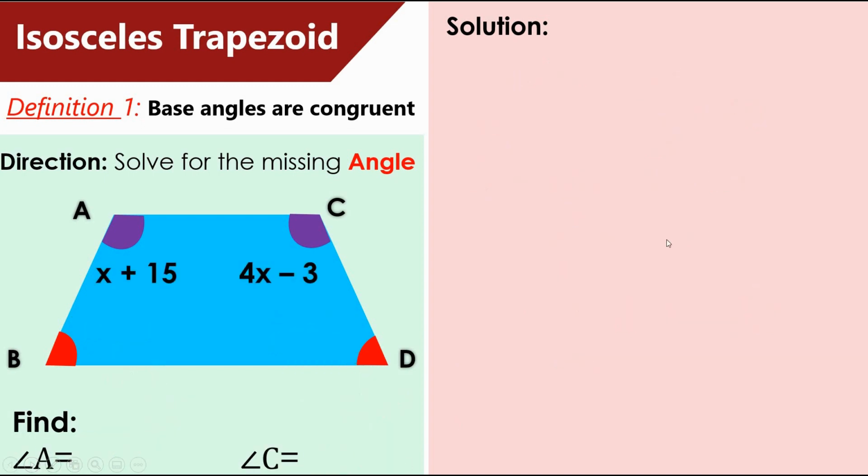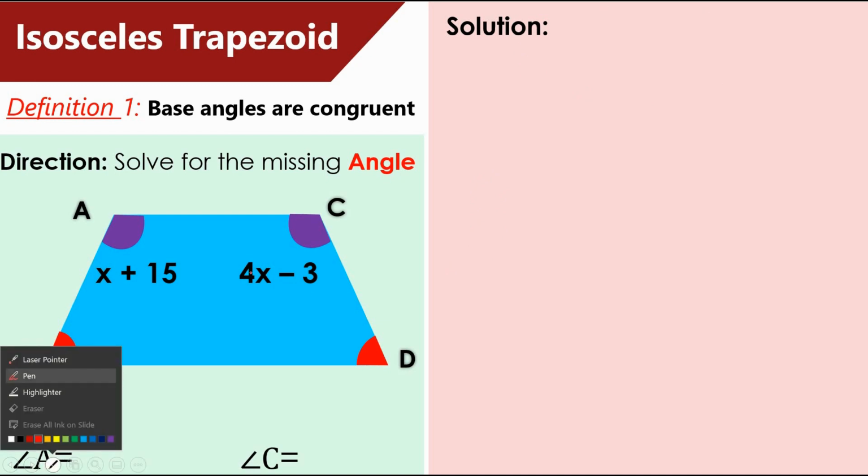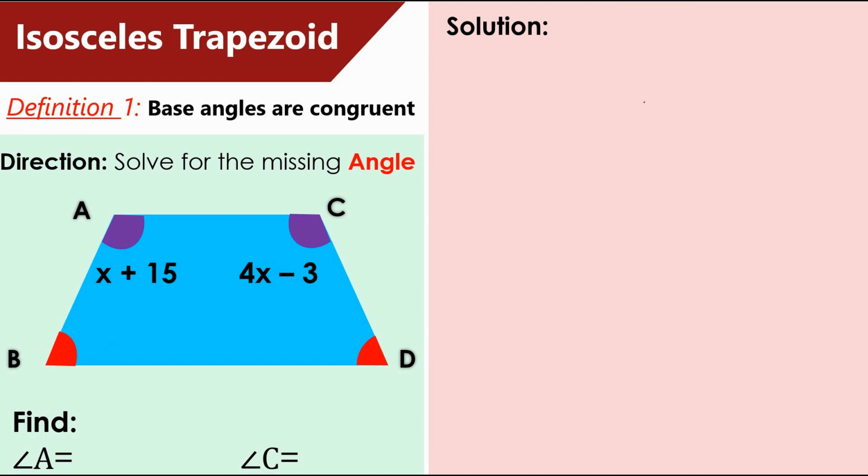Another example. This time, let us solve for the bases above. So this time, angle A is equal to angle C. Okay, and then substitute the given. So we have x plus 15 for angle A, while for angle C, we have 4x minus 3. So let's apply what you learned a while ago.